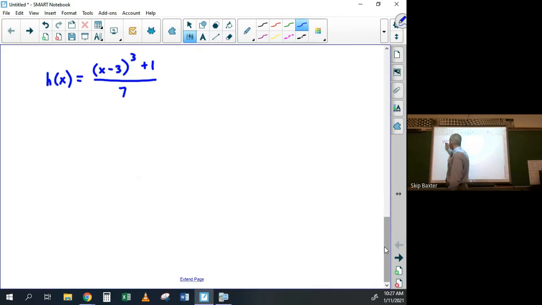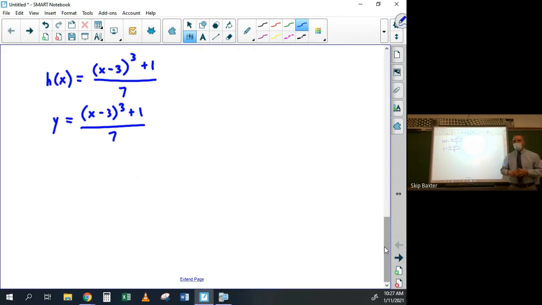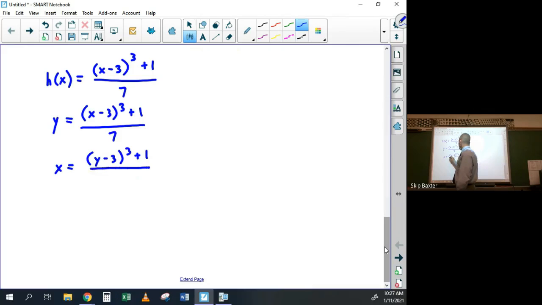So the process is replace this with a y, x minus 3 cubed plus 1 over 7. Interchange x's and y's. Everywhere there's an x, put a y. Everywhere there's a y, put an x. So this would be x equals y minus 3 cubed plus 1 over 7. Now just solve for y. So if I'm solving this for y, I would first multiply by 7.